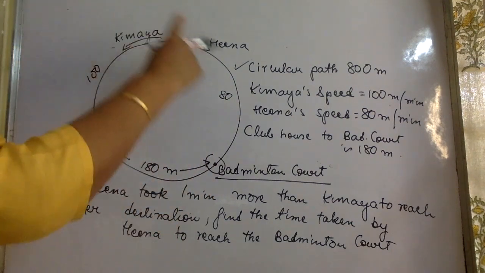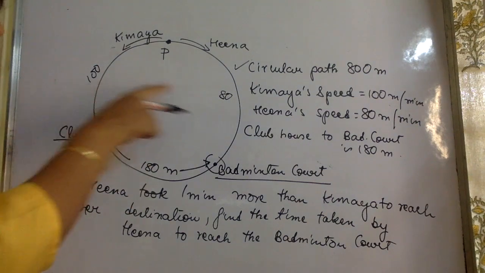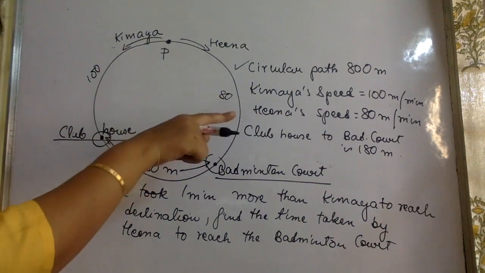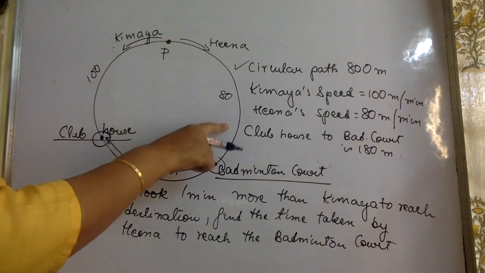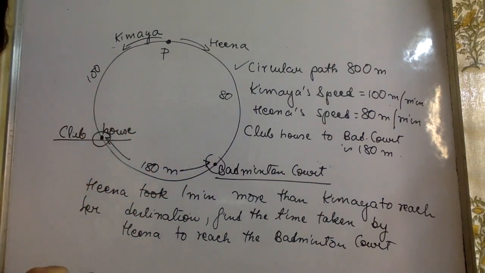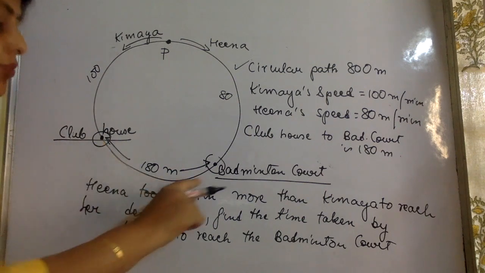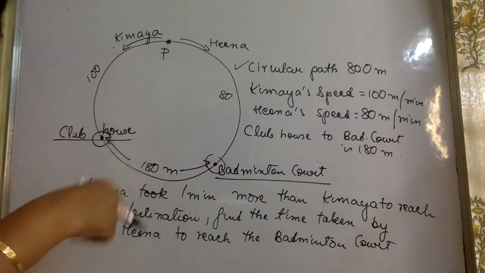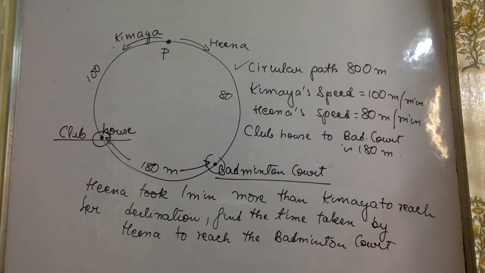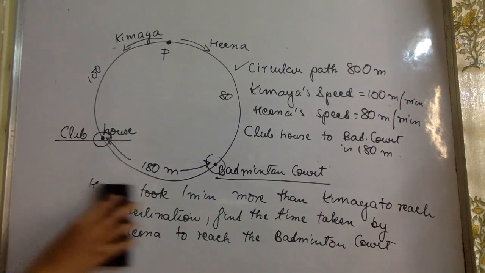I'll repeat. Total is 800, speed here is 100, speed here is 80, in meters per minute. This one takes 1 more minute than this one to reach her destination, and between the clubhouse and the badminton court there is a distance of 180 meters. That is also told in the question. So let us start with the question.